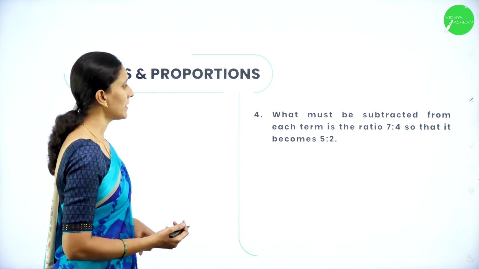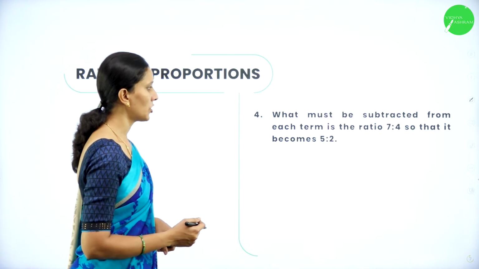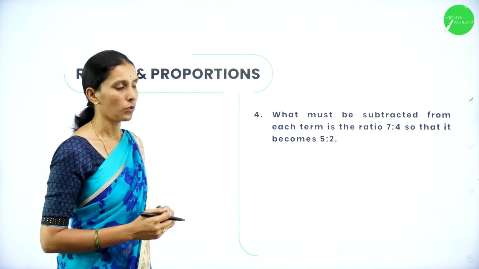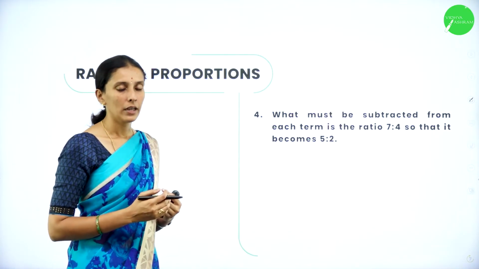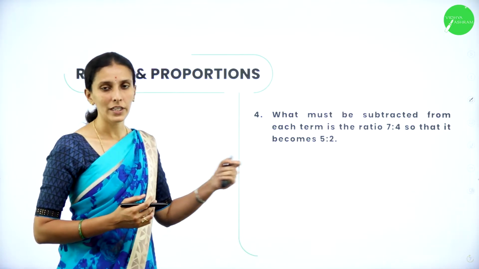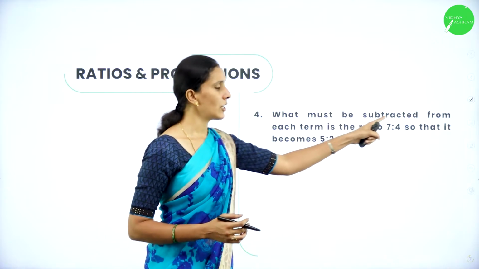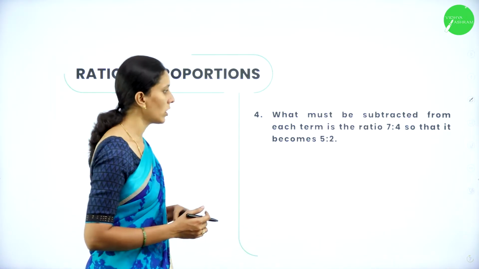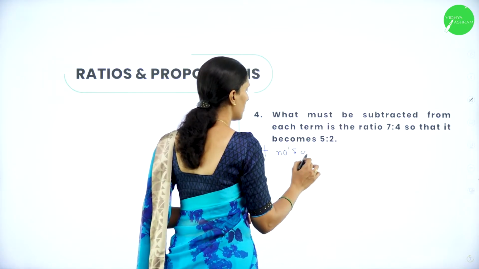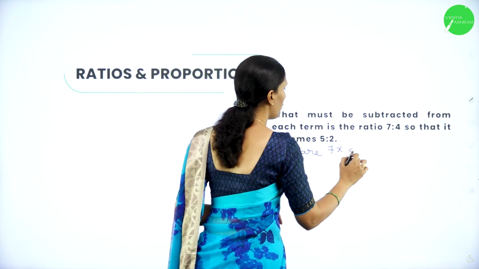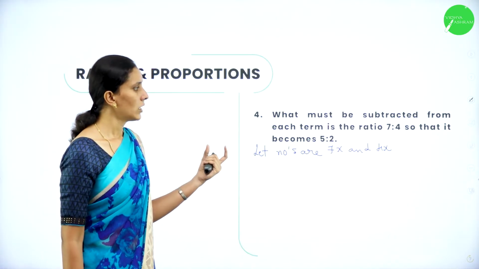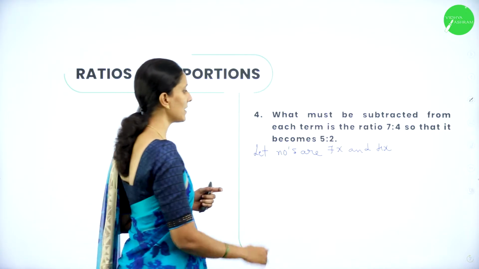Next, what must be subtracted from each term in the ratio 7:4 so that it becomes 5:2? So I don't know what I should subtract, but I should subtract the same quantity. Then that is equal to the ratio 5:2. So since the ratio is given in the form of 7:4, let the numbers be 7x and 4x.